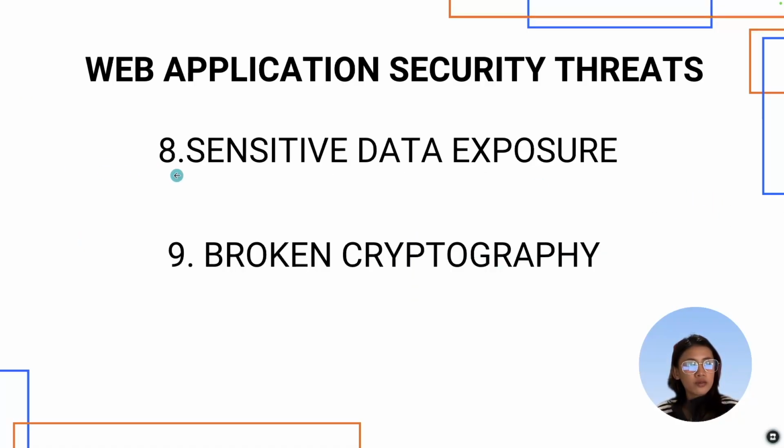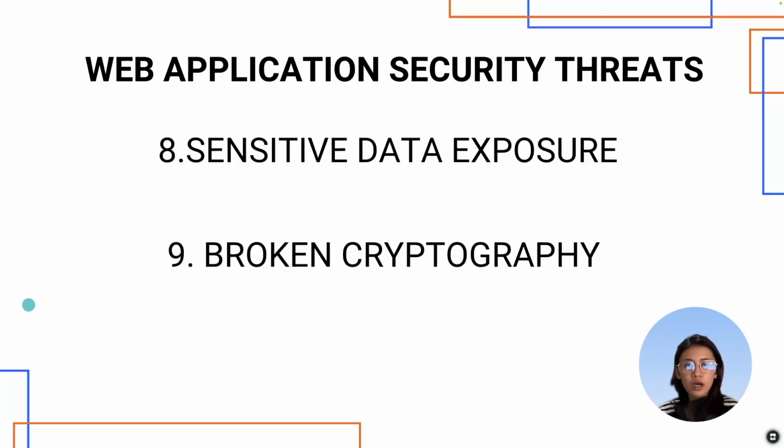Next one, number 8, we have the sensitive data exposure. This one takes place when sensitive data is not properly protected or is exposed through vulnerabilities. So, like data breaches, loss of user privacy, and so on. This sensitive data exposure, we can prevent this by encrypting sensitive data both in transit and at rest. So, using strong encryption algorithms, we can limit data exposure.